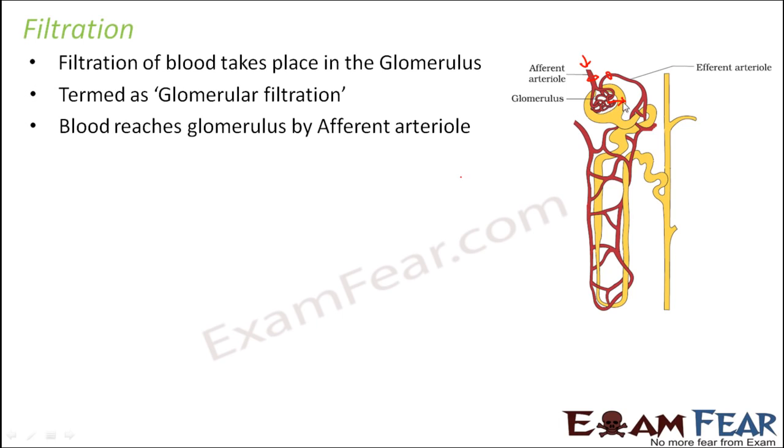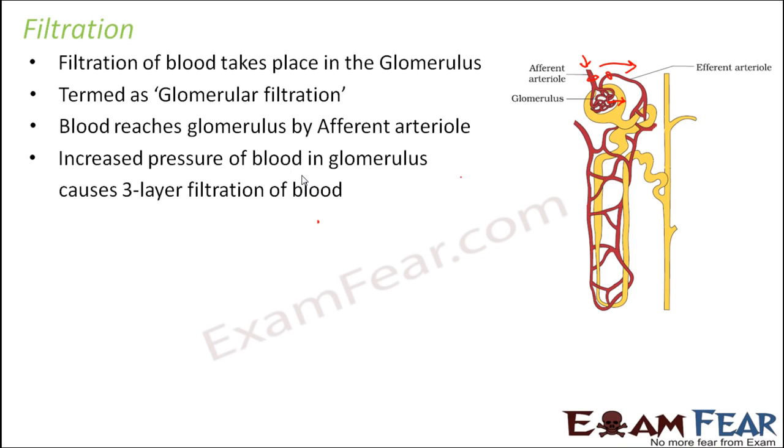However, not all particles are able to move into the Bowman's capsule. The plasma and most of the smaller particles are able to move, but the bigger red blood cells and the bigger proteins are not able to move. Whatever is left goes out through the efferent arteriole, in this direction. Increased pressure of blood in the glomerulus causes a 3-layer filtration of blood.